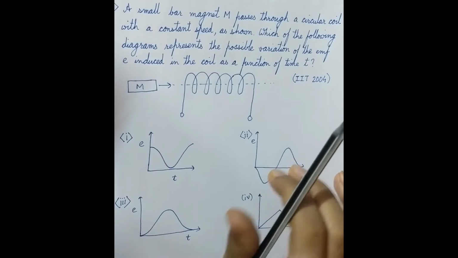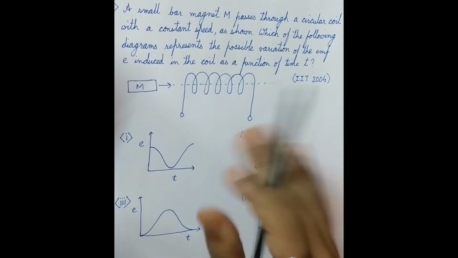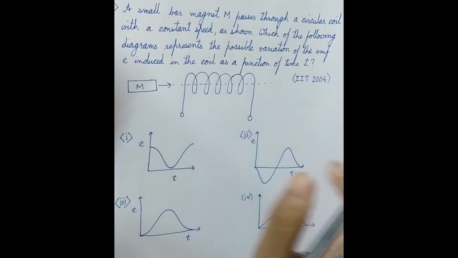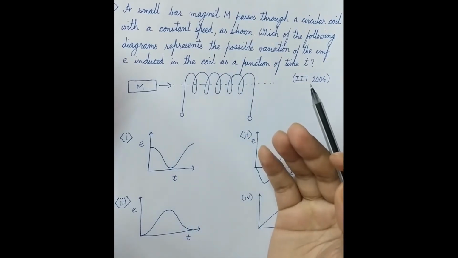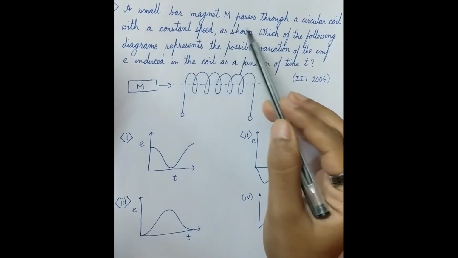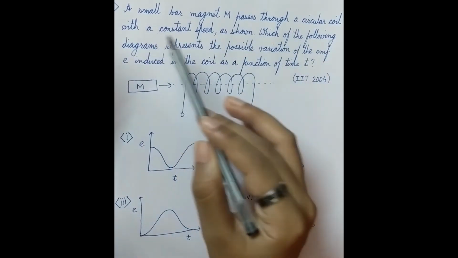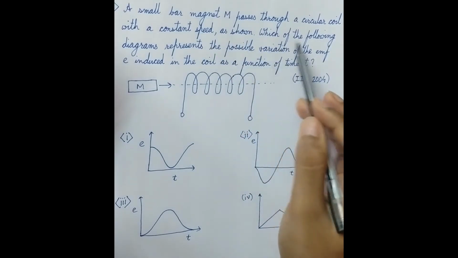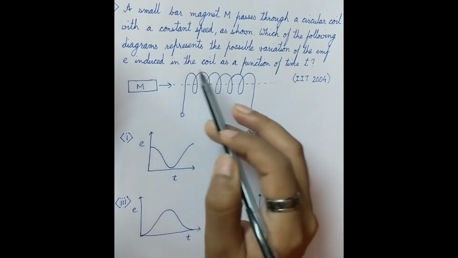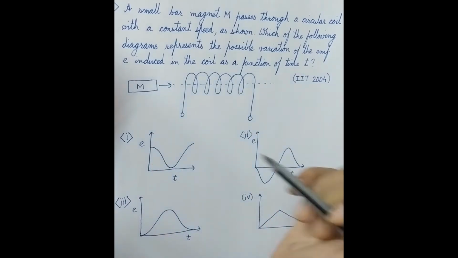So you need only one fundamental concept to solve a lot of the questions of electromagnetic induction, and that is Lenz's law. So this here is also a problem of Lenz's law. Now in this question it says that a small bar magnet M passes through a circular coil with a constant speed as shown. Which of the following diagrams represents the possible variation of the EMF E induced in the coil as a function of the time t?